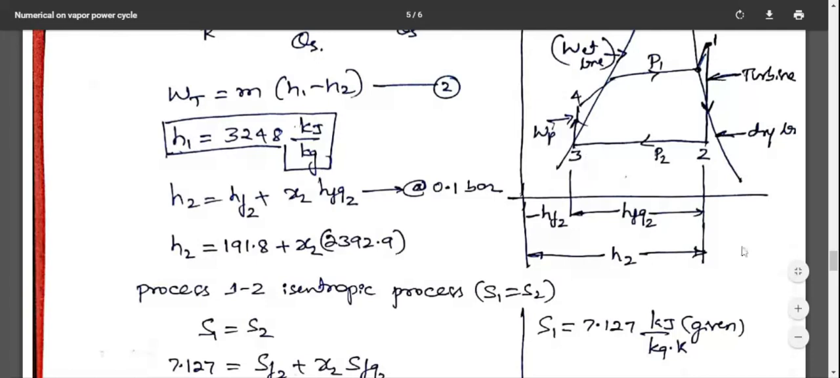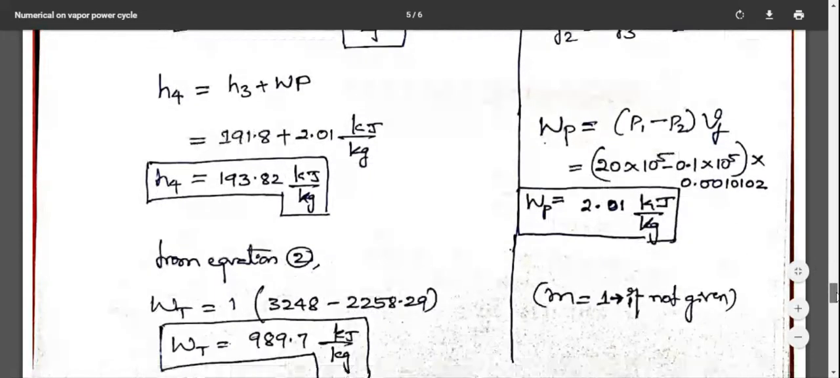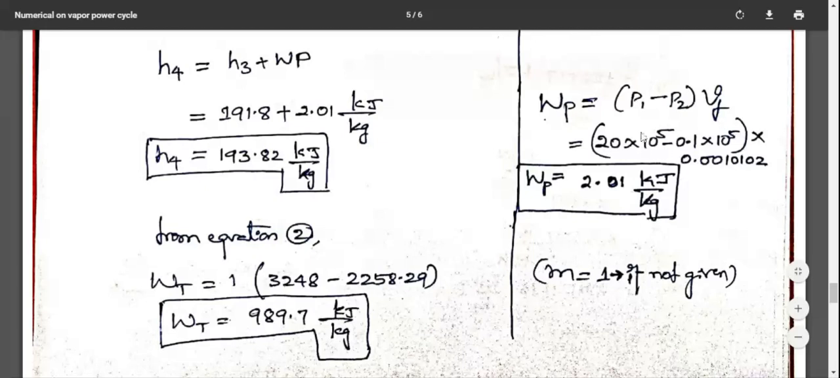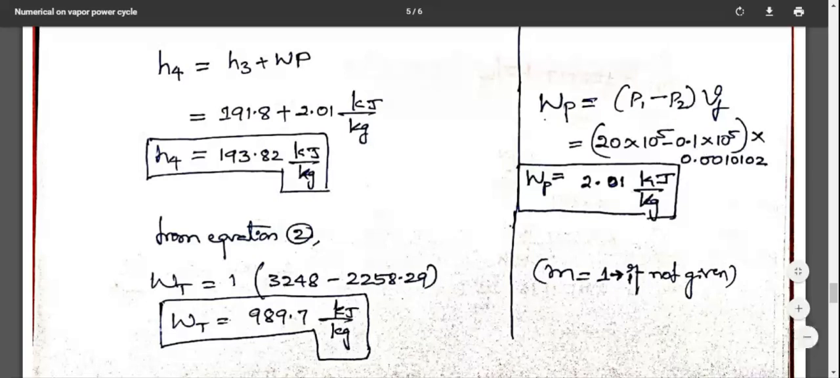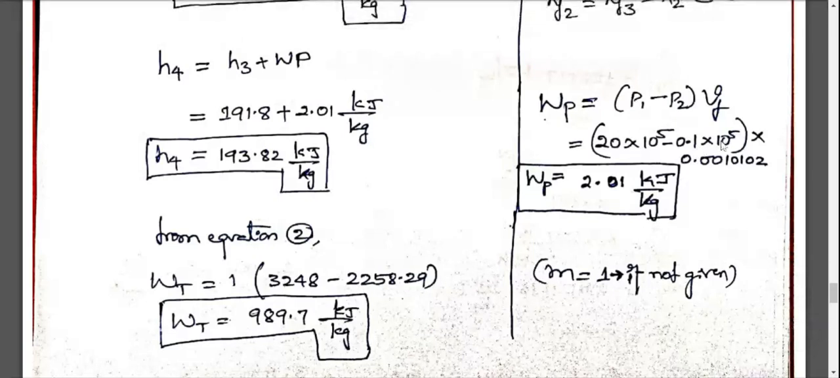So Vf, we have taken the specific volume of fluid. The pressure is 20 bar. 1 bar is 10 to the power of 5, so 20 into 10 to the power of 5, minus 0.1 bar, which is the second pressure, so 0.1 into 10 to the power of 5. The Vf value we have written here is at 0.1 bar. After doing this calculation, we'll get the value of Wp as 2.01 kilojoule per kg.